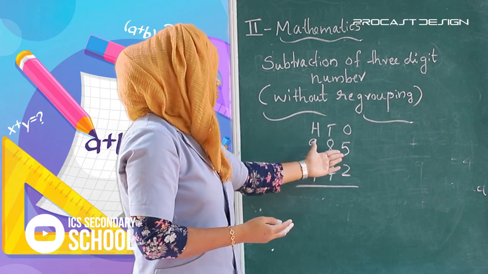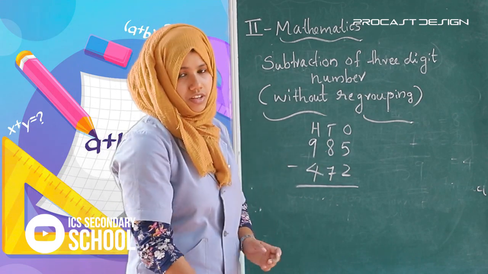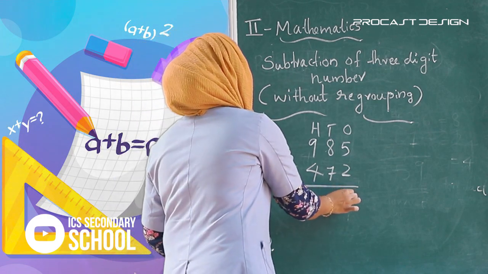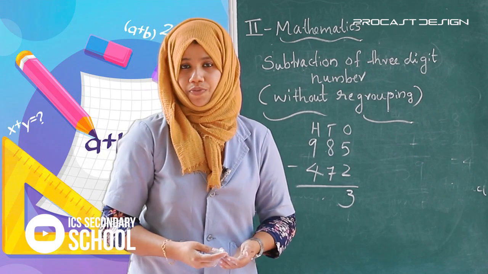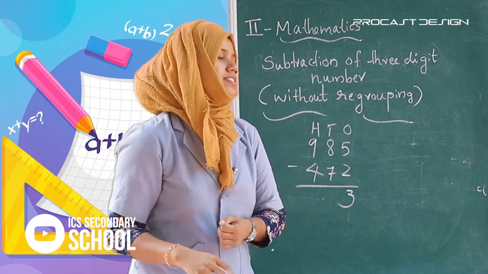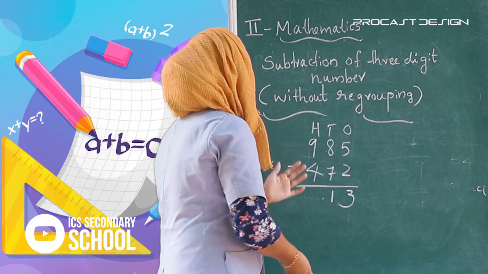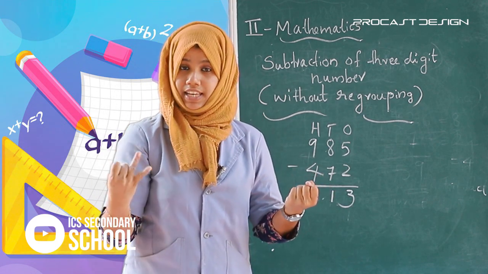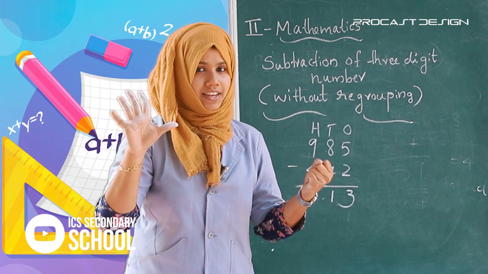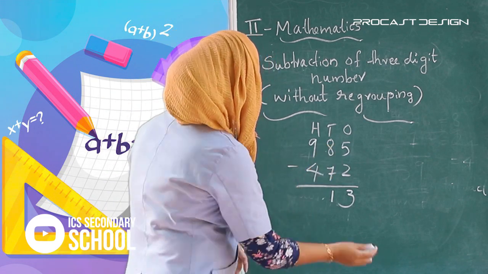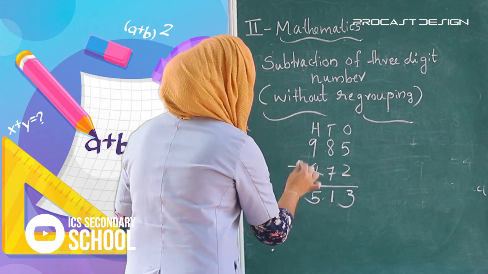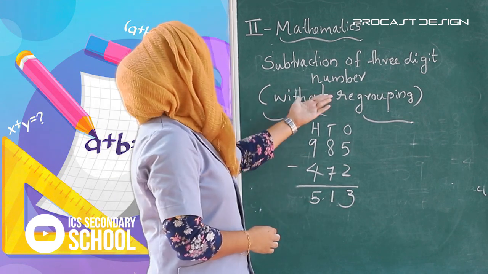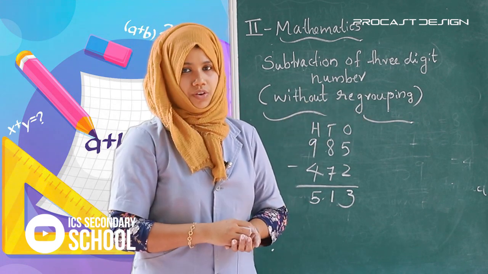So, it is very simple. 5 minus 2, we get, yes, 3. 8 minus 7, we can count after 7, 8, this is 1. 9 minus 4, after 4 we can count 5, 6, 7, 8, 9, we get 5. Okay, and this is the subtraction of 3-digit numbers without regrouping.